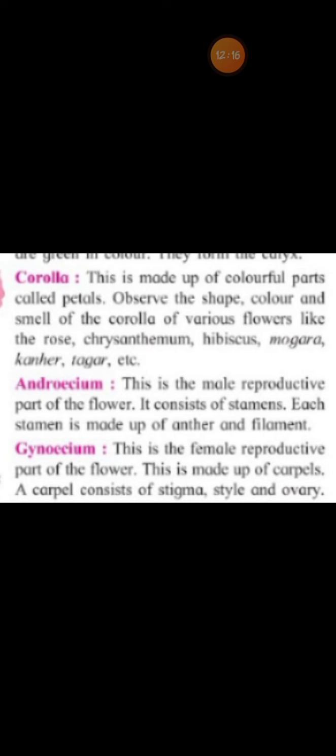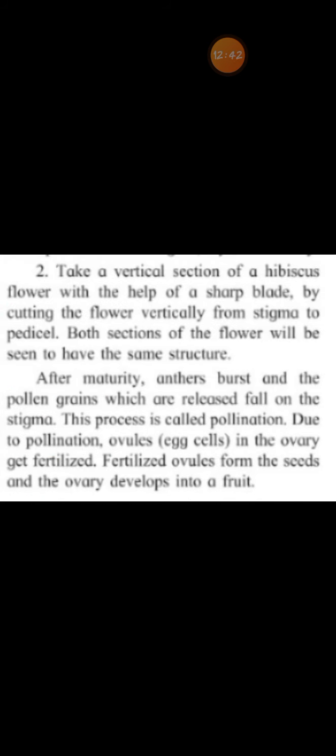Next is androecium. This is the male reproductive part of the flower and it consists of stamens. Each stamen is made up of anther and filament. Okay, children? And the last is gynoecium. This is the female reproductive part of the flower. This is made up of carpels. A carpel consists of stigma, style and ovary. Fine, children?